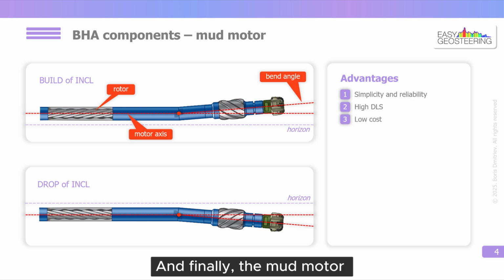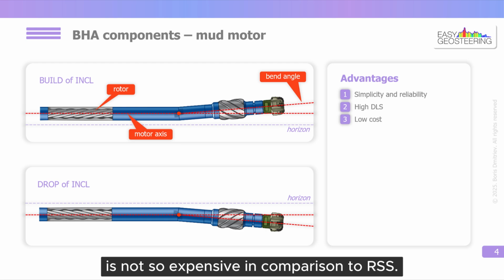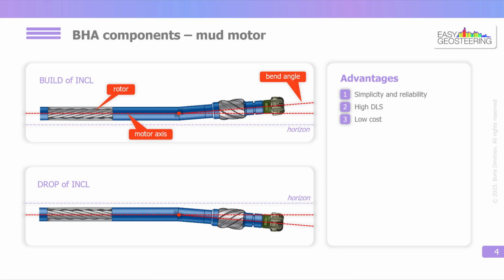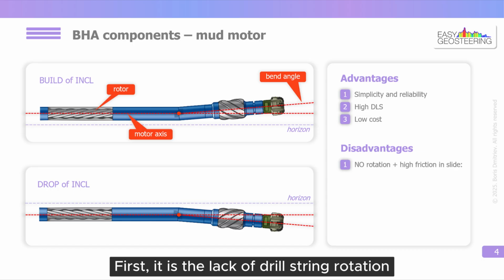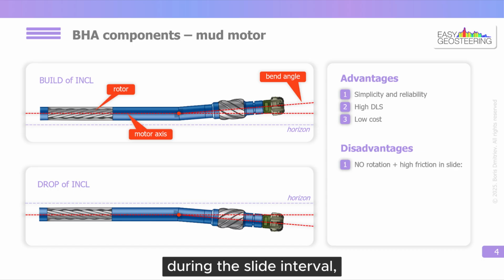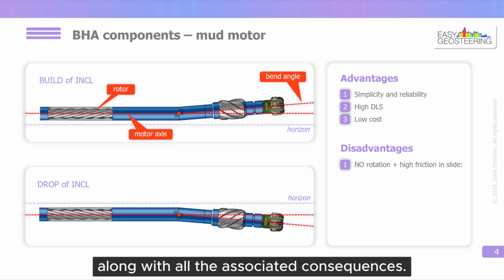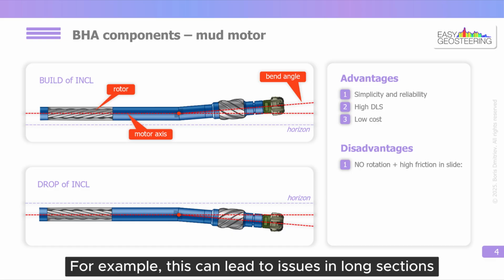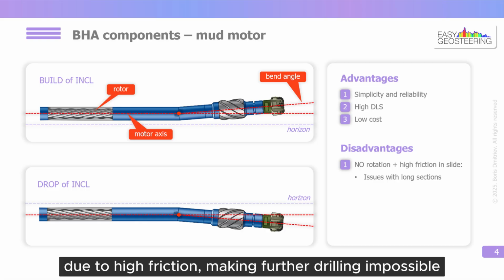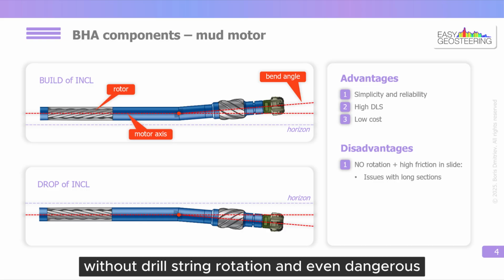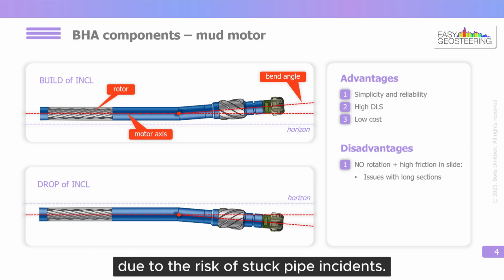And finally, the mud motor is not so expensive in comparison to RSS. What about disadvantages? First, it is the lack of drill string rotation during the slide interval, along with all the associated consequences. For example, this can lead to issues in long sections due to high friction, making further drilling impossible without drill string rotation and even dangerous due to the risk of stuck pipe incidents.